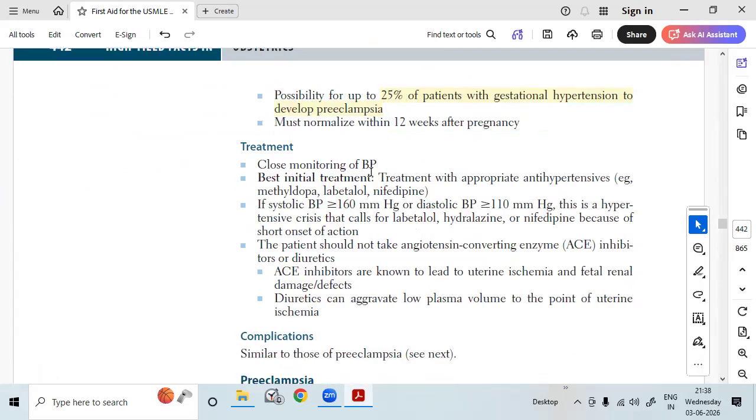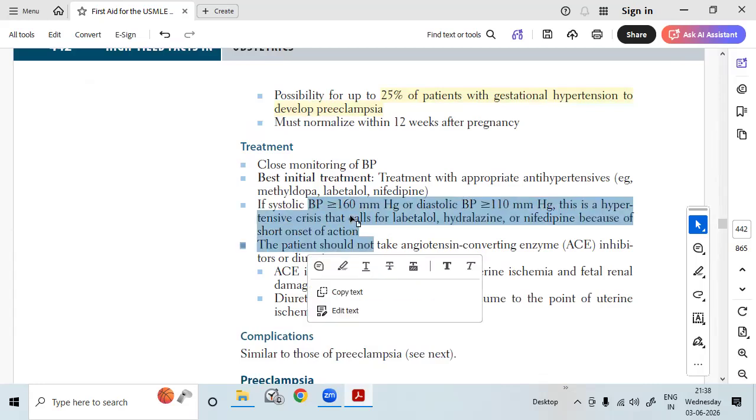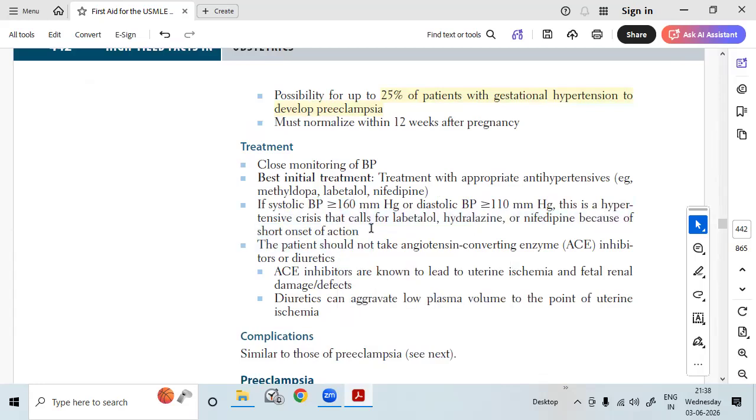Treatment: close monitoring of BP, and best initial treatment with an appropriate antihypertensive, for example methyldopa, labetalol, and nifedipine. If there is a systolic BP of more than or equal to 160 millimeter mercury or diastolic BP of more than or equal to 110, this is a hypertensive crisis that calls for labetalol, hydralazine, or nifedipine because of the short onset of action. These work immediately.